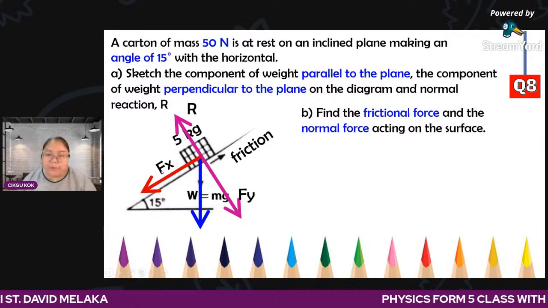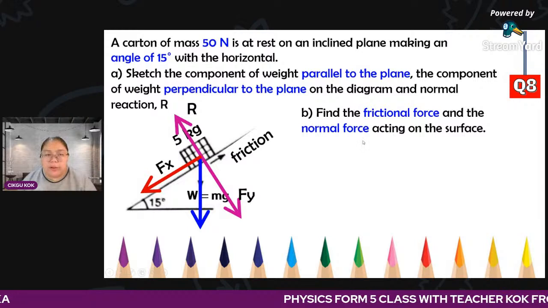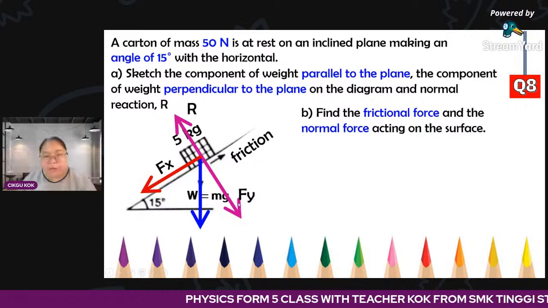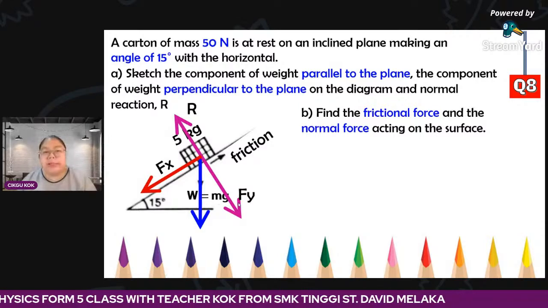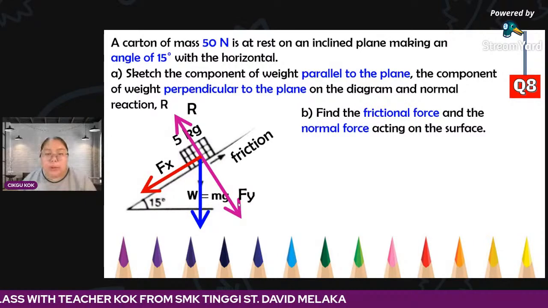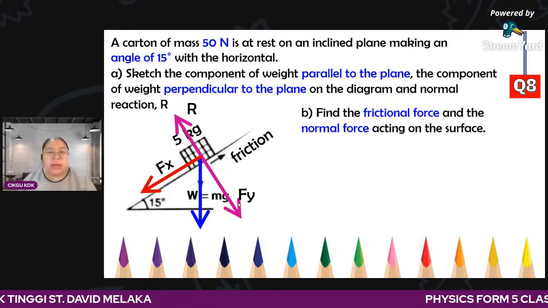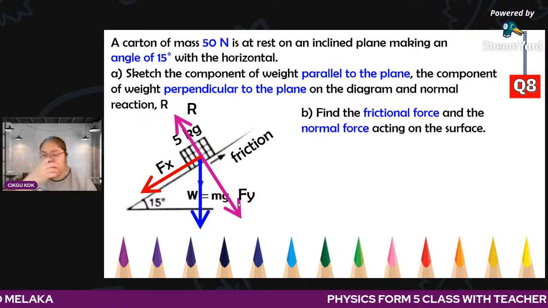That means you find Fx. If you want to find the normal force, meaning the normal reaction, you need to find Fy. Okay, so this is the last one already. Please give me the answer for friction, how many, and also the normal force, how many. Give me the answer for A and the answer for B.